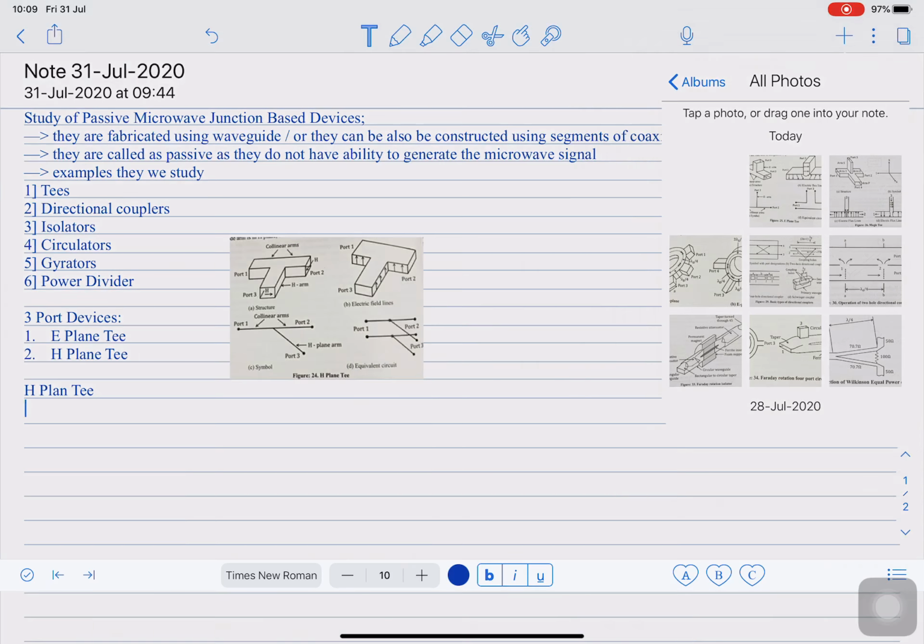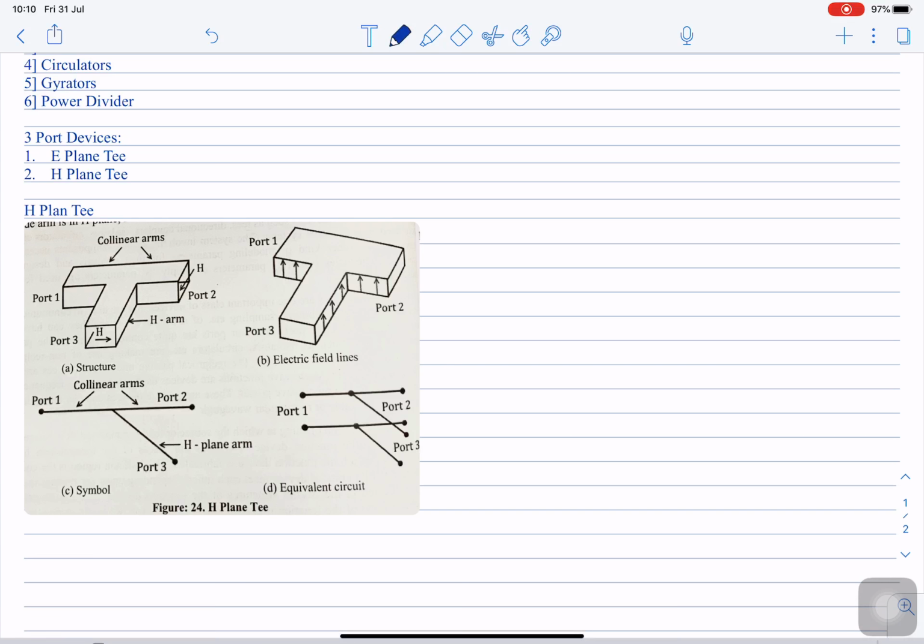Right, so what is an H-plane T? The H-plane T is a three port junction. If you observe the first diagram over here, it consists of three arms. Out of these three arms, two arms are in a linear direction. Here the port number 1 and port number 2 are in front of each other. These two ports are said to be present in the front arm or collinear arm, and the other arm is called the side arm. The port which is located in the side arm is port number 3.